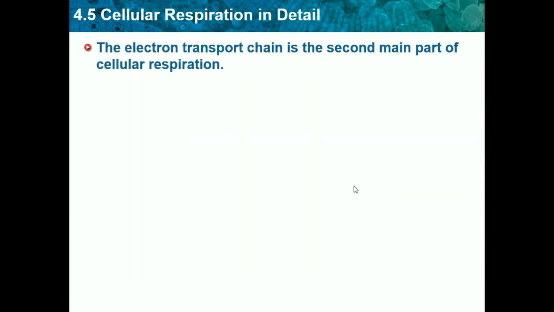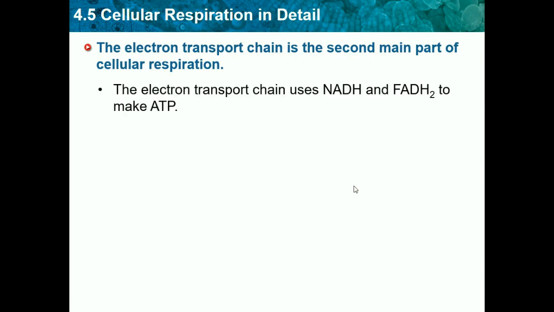So the electron transport chain is the second main part of the cellular respiration process, and the electron transport chain uses NADH and FADH2 to make ATP. The first stage's major goal was to produce NADH and FADH2, basically just to power the electron transport chain. And now the electron transport chain's job is just to produce a lot of ATP.